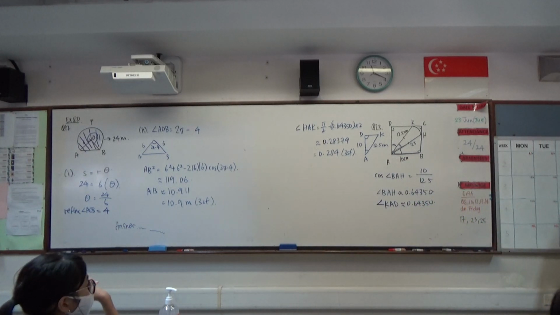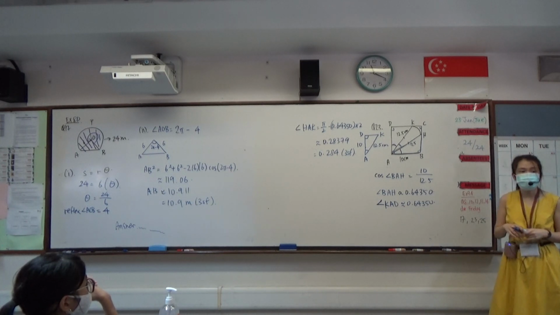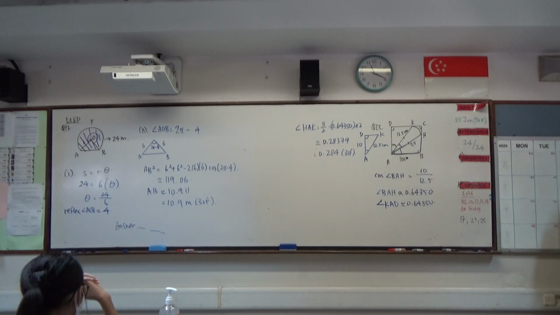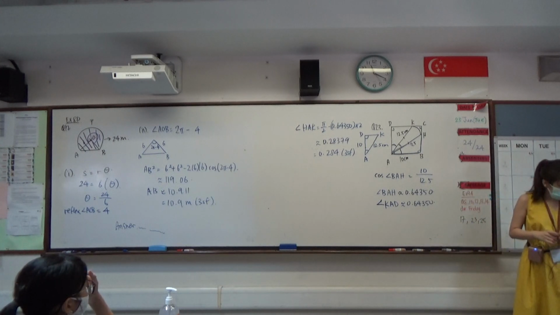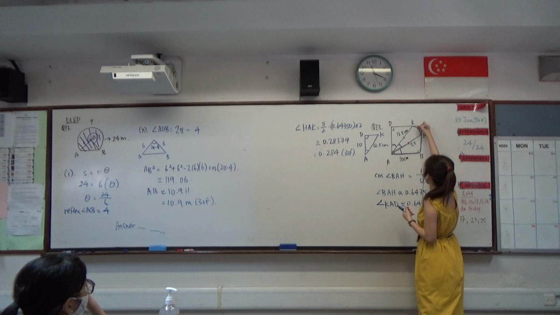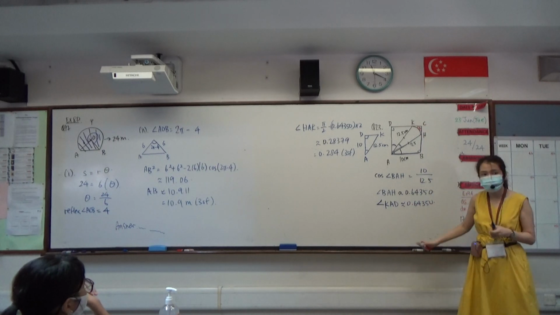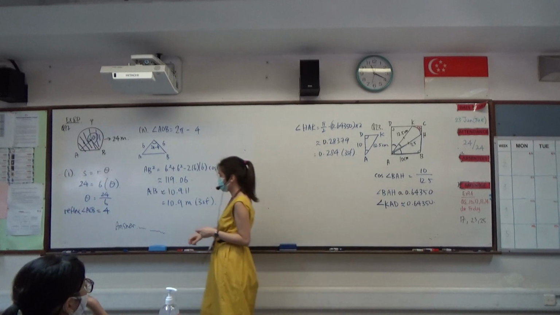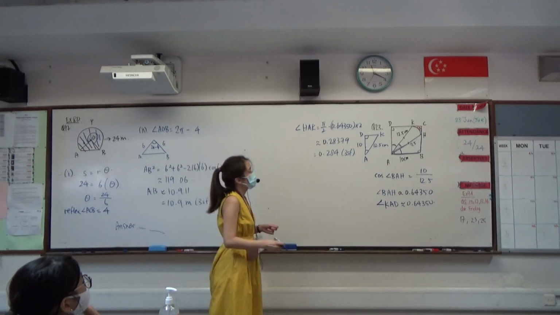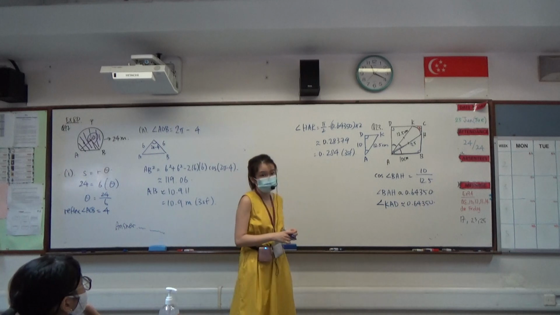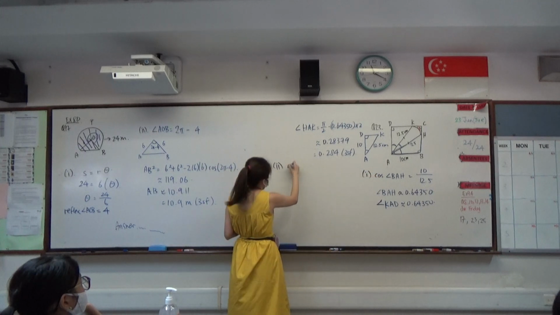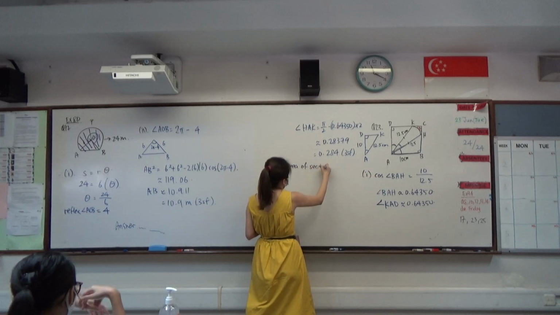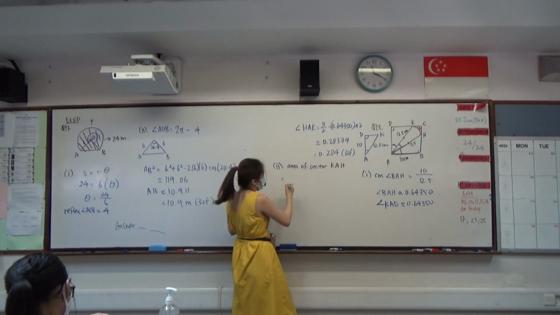Next, part 2, the area of the shaded region HCK. Alright, what would you consider doing there? Katja, what do you think? You want to find the area of the shaded region. Area of the sector KAH, so find that first. Area of sector KAH. And how do we do that?